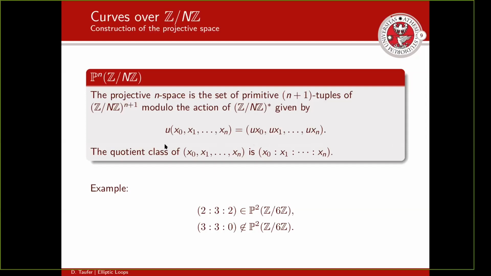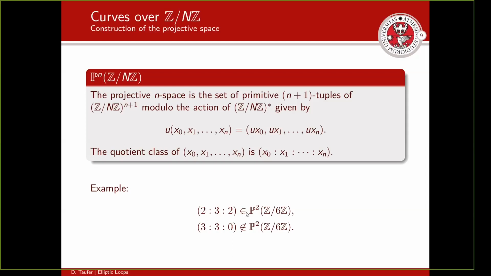You want the entries to be primitive. Primitivity in the case of this ring here means that not all the entries are divisible by a prime factor which also divides the modulo. So I've put here two examples.